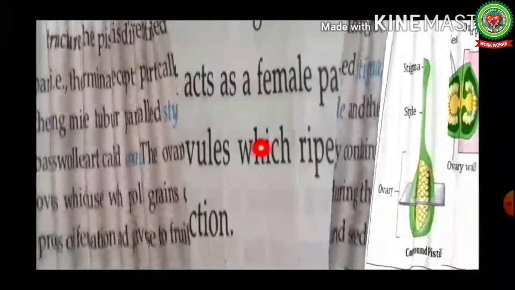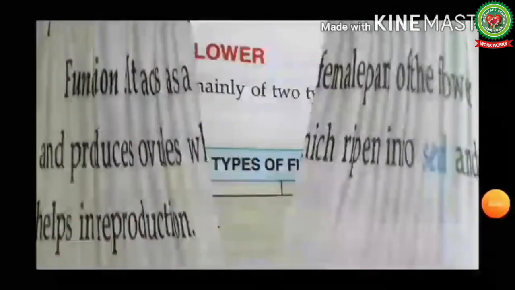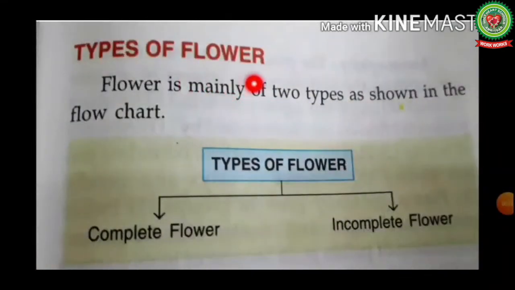Function. It acts as the female part of the flower and produces ovules which ripen into seeds and help in reproduction. Here we are going to start with the discussion of types of flower.